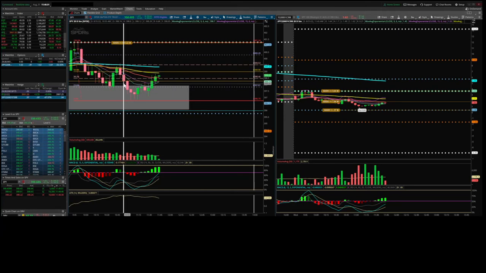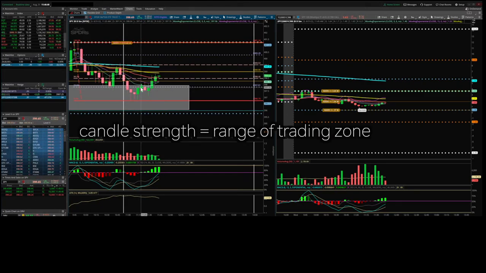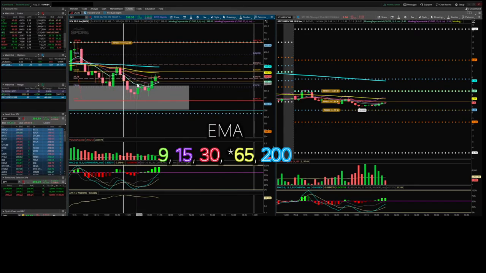To check the strength of the current price movement, we want to check the little candle nuance to see the range of where the day traders are trading at. The common range is the moving averages. So what I have is all EMAs. This is 9 EMA, this is 15, this is 30, 60, and this is 200.